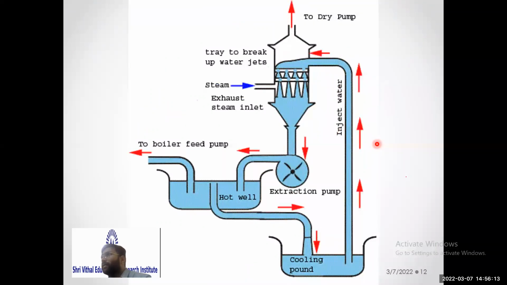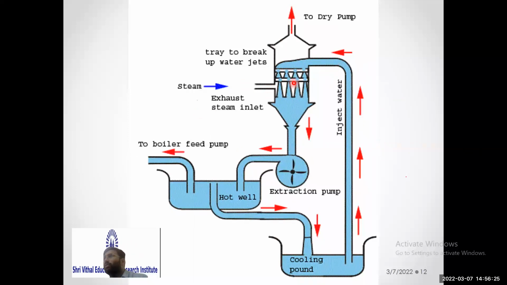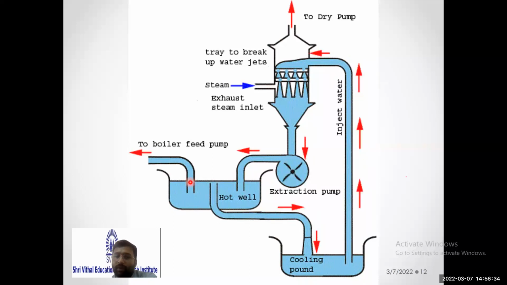This is a short animation for the counterflow condenser. Again, you can see steam is coming from downward direction, water is coming from upward direction. The counterflow heat exchange takes place. Condensed water is collected here. There is an extraction pump which will extract the water and supply it to the hot well, from it to the boiler. Some water from the hot well is collected at the cooling pond and then it is pumped to the condenser.